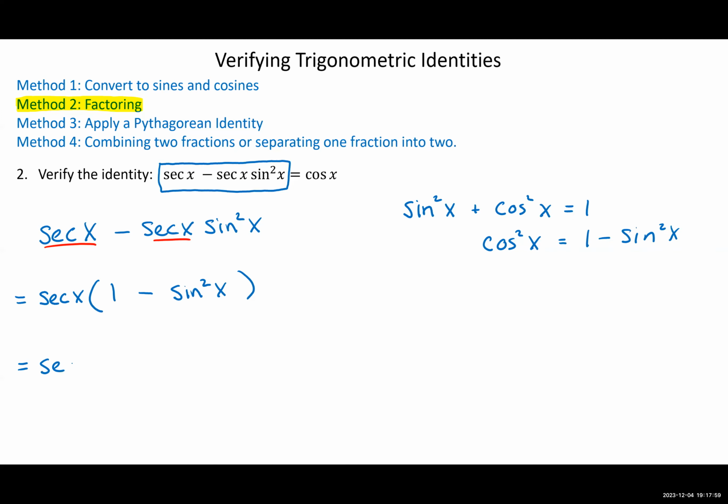So we can replace secant of x. We keep the secant of x. We replace the 1 minus sine squared with the cosine squared.